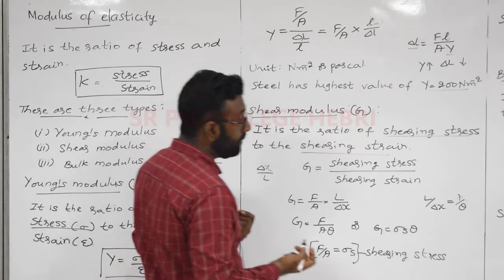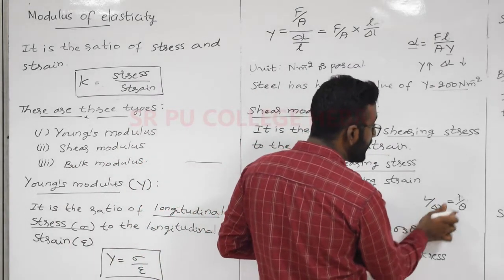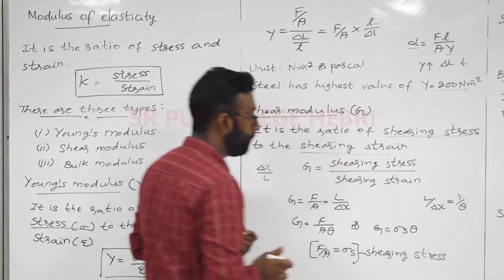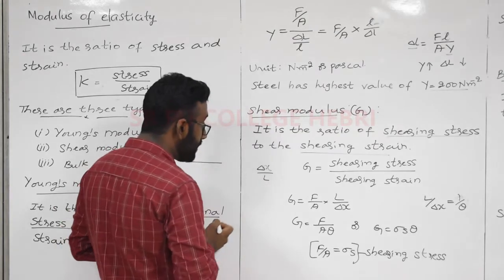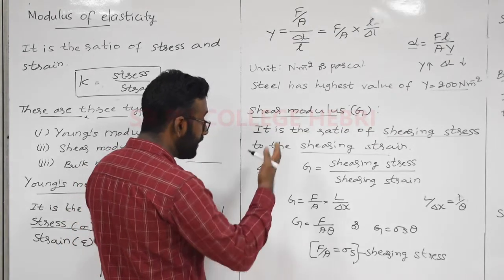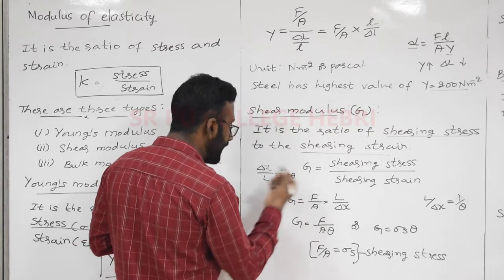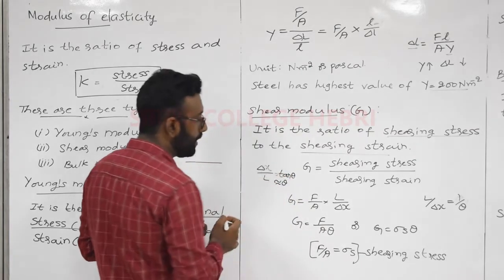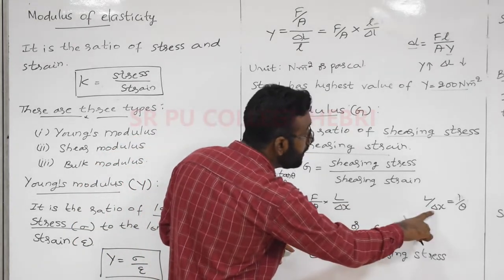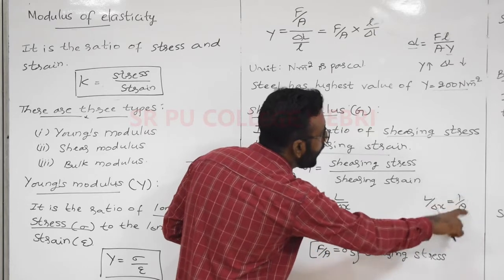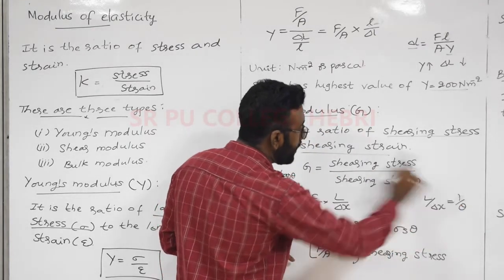Now you know one thing, L divided by delta X is nothing but 1 by theta. Or what is this one? Delta X divided by L, opposite by adjacent, is nothing but tan theta, right? So tan theta is approximately theta only. So we can write L by delta X as nothing but 1 by theta.